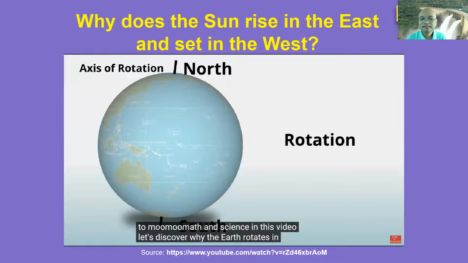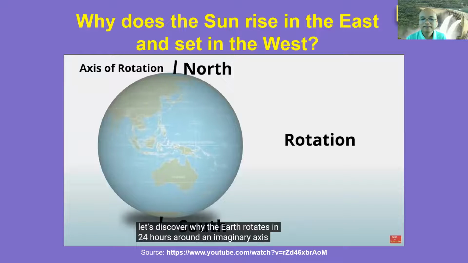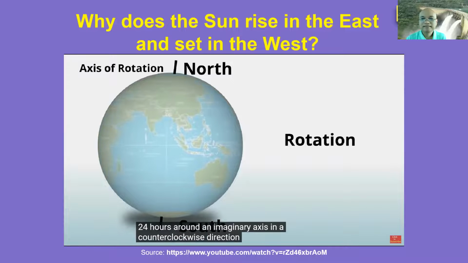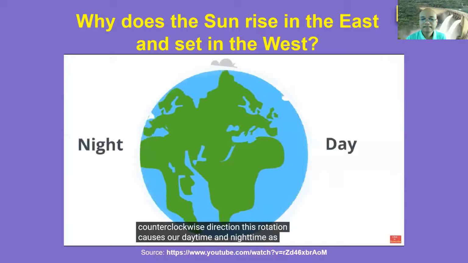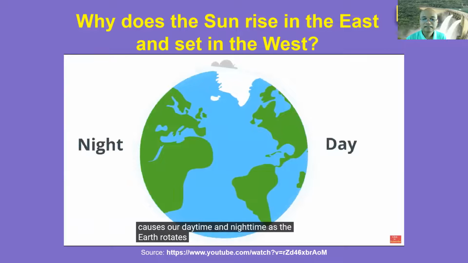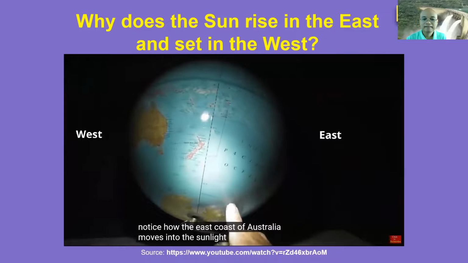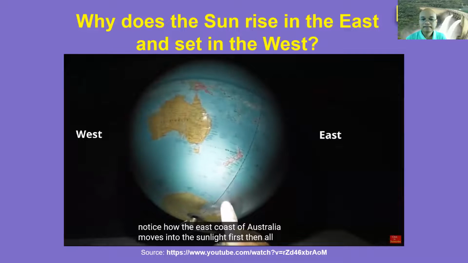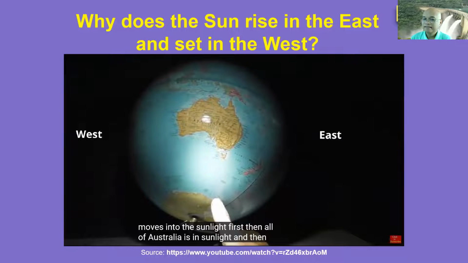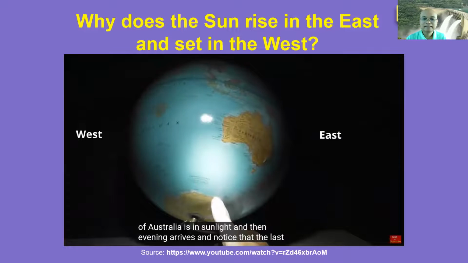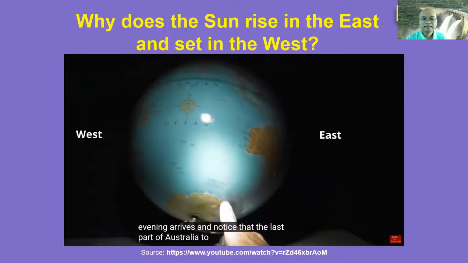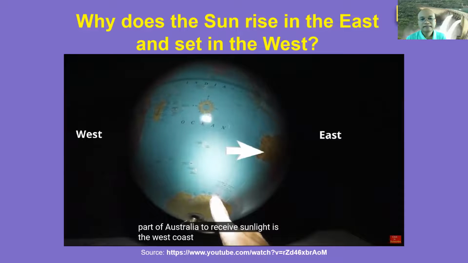The Earth rotates in 24 hours around an imaginary axis in a counterclockwise direction. This rotation causes our daytime and nighttime. As the Earth rotates, notice how the east coast of Australia moves into the sunlight first. Then all of Australia is in sunlight, and then evening arrives, and notice that the last part of Australia to receive sunlight is the west coast.